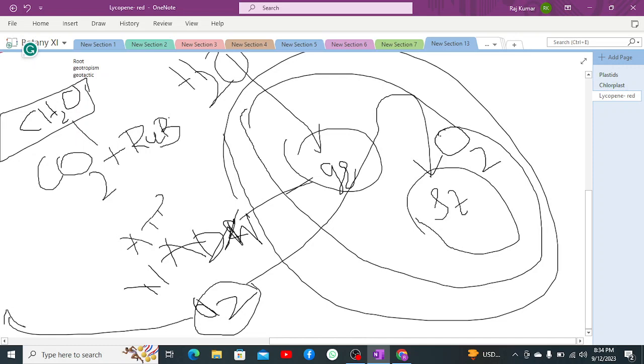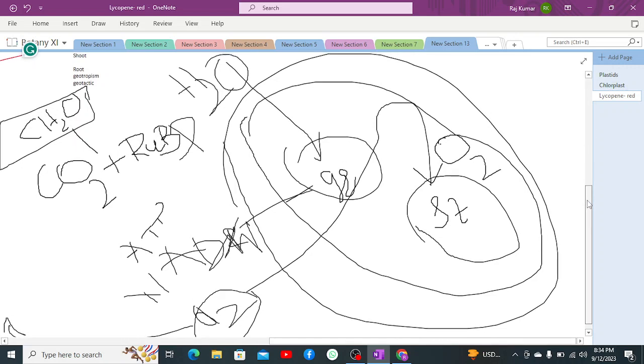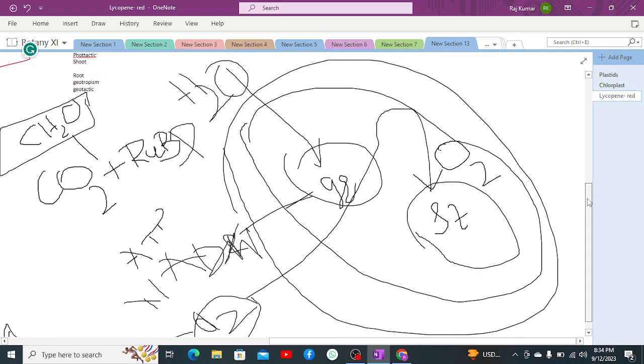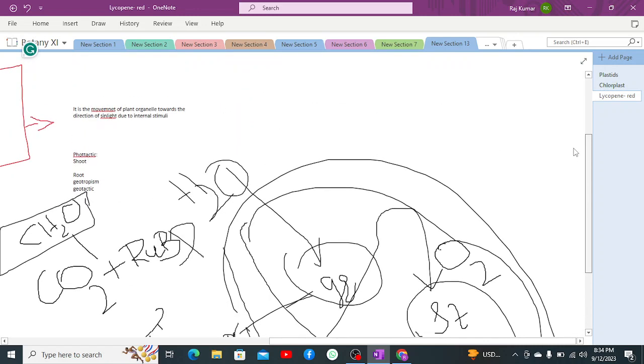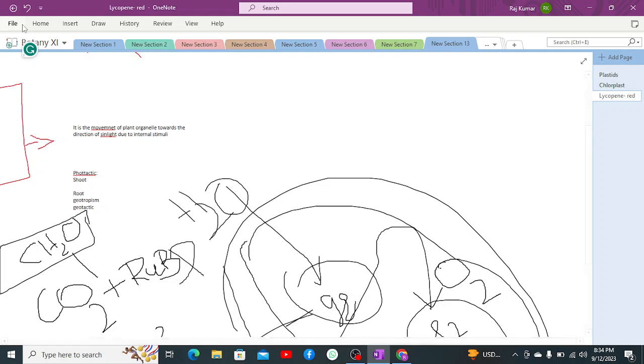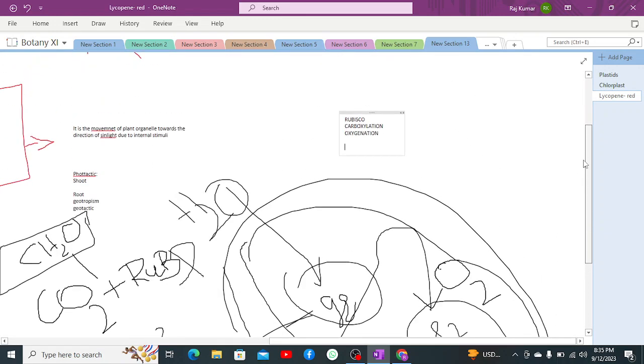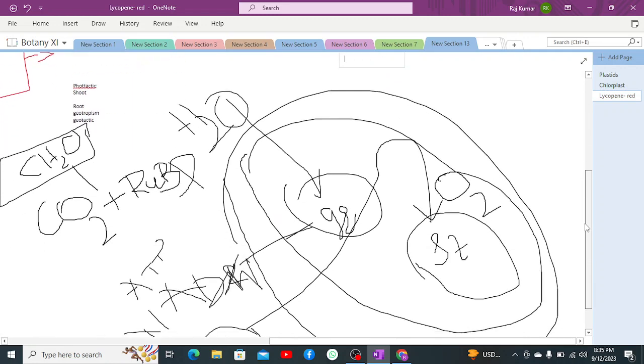Now, ribulose bisphosphate carboxylase oxygenase, Rubisco, has two functions. First includes the fixation of carbon dioxide, which is known as carboxylation. Second includes the addition of oxygen, which is known as oxygenation. That is why it has the capability of binding with both oxygen as well as carbon dioxide, due to which it is able to fixate carbon dioxide, carboxylation, and add oxygen, oxygenation.